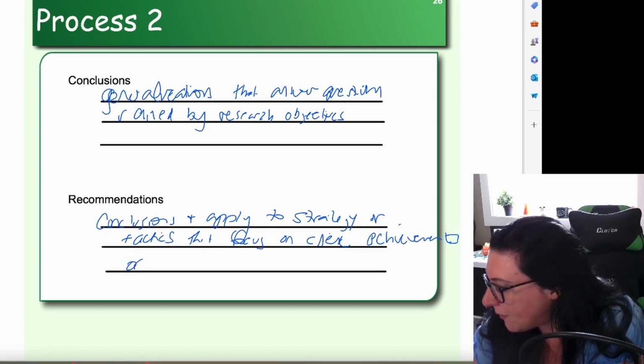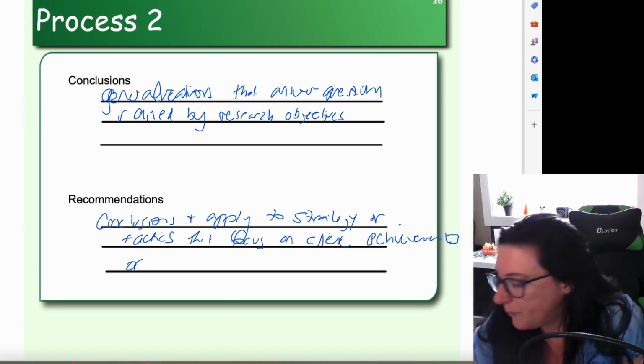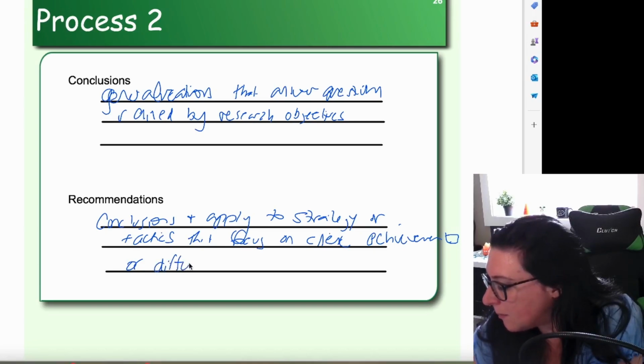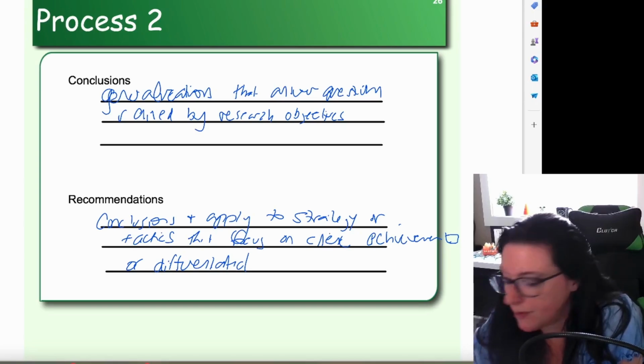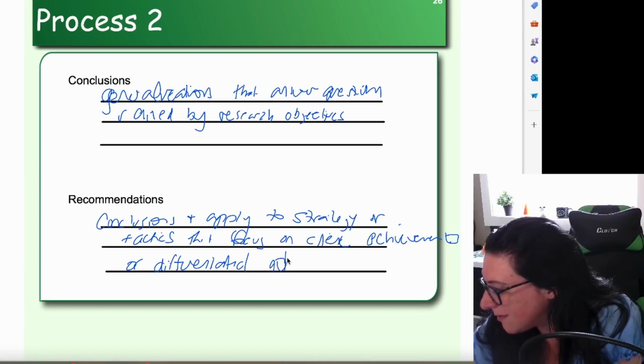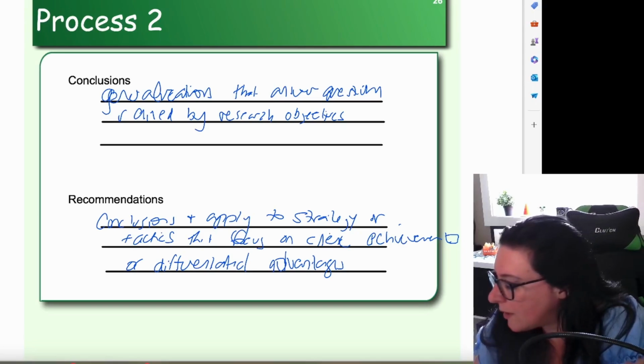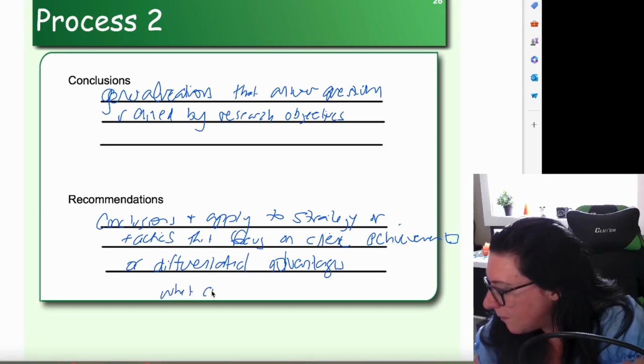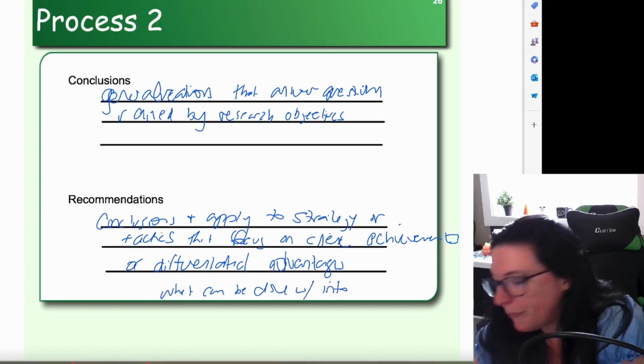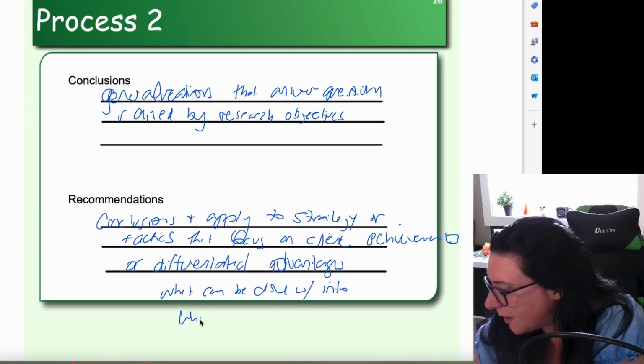Or we have recommending some different strategies that will make them different, or differentiated advantages. Some of these definitions. So in other words, what can be done with the info? What action should be taken?